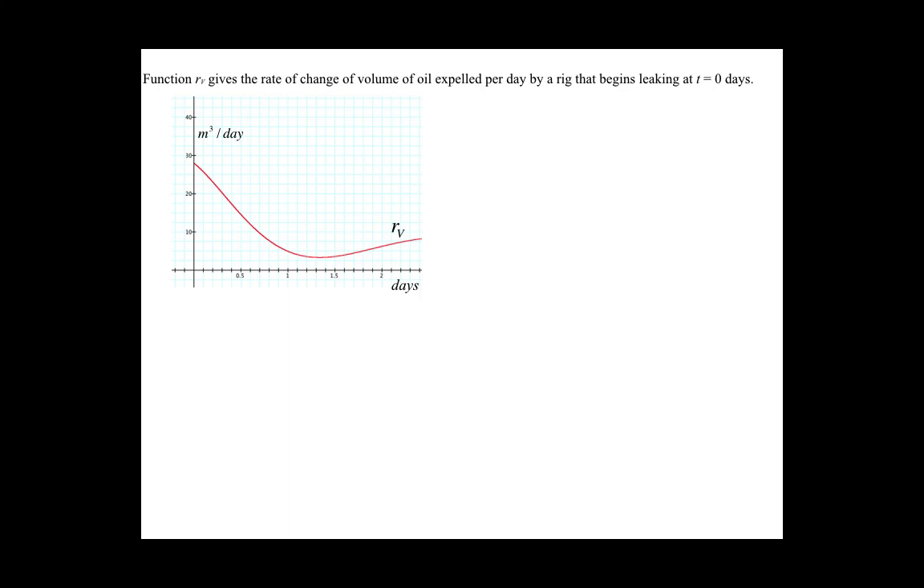Think about this for a minute, and I'll ask for volunteers in a second. What does it mean that this graph is going downward through the first quadrant? Think about what that means about this situation.